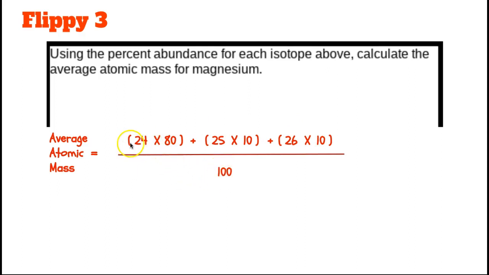This is the last step. If you're going to enter this into your calculator, you type in 24 times 80 plus 25 times 10 plus 26 times 10, hit enter first, then divide by 100. And this gives us a mass of 24.3. If we look on the periodic table, this is the mass you see for magnesium, 24.3. This is why it's not exactly 24: we have some other isotopes with slightly heavier masses, 25 and 26.